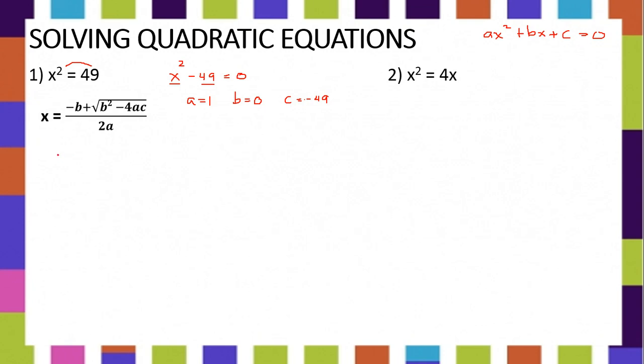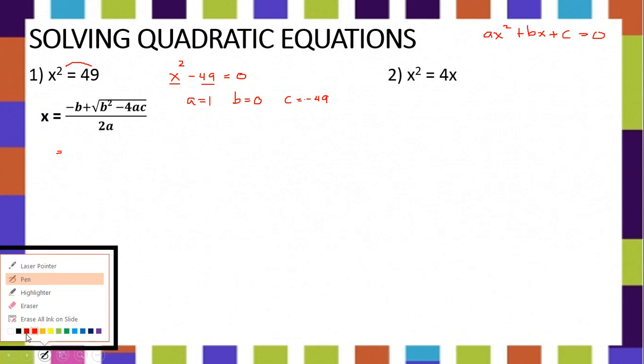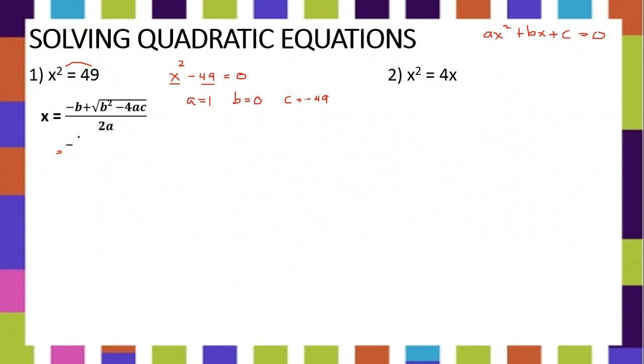Isa-substitute natin yung value of a, b, and c dito sa ating quadratic formula. So, substituting the values, we're going to have negative, ano yung b natin? 0, plus or minus square root of 0 squared minus 4 times 1 times negative 49, over 2 times, yung a natin is 1.